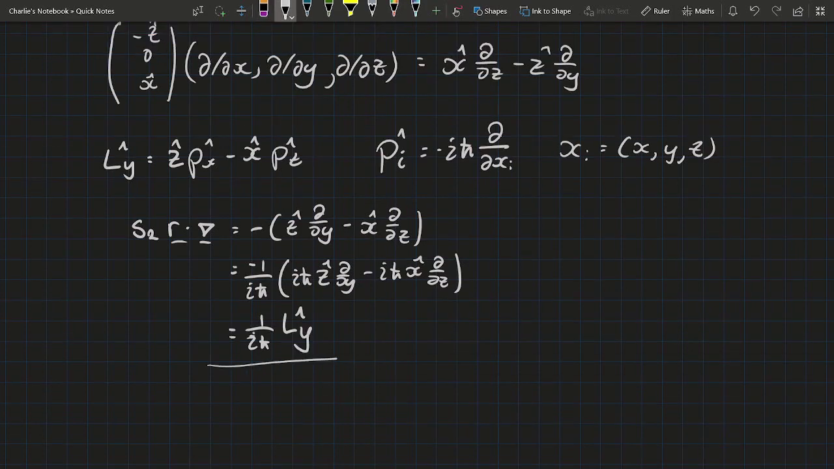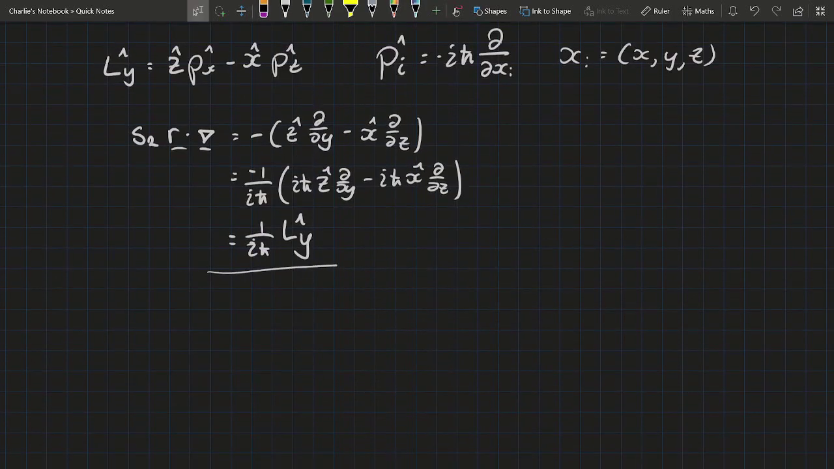And this is a very good expression because it shows that the angular momentum operator Ly hat for rotations is the generator of rotations about the y-axis, which makes sense logically because if you consider giving your system some angular momentum, it would rotate.